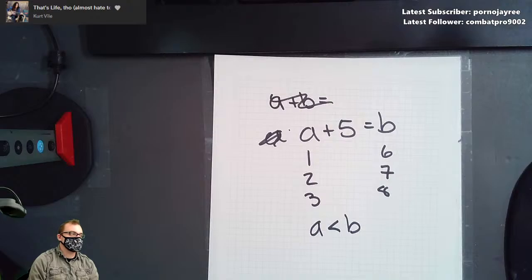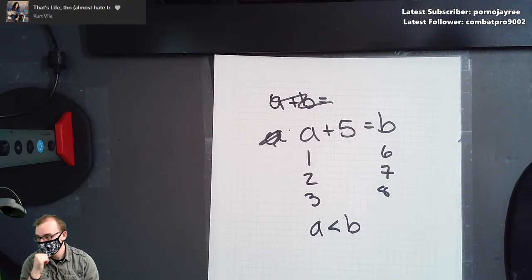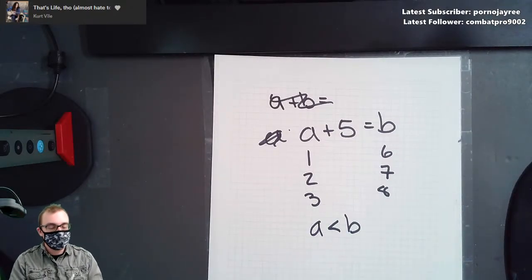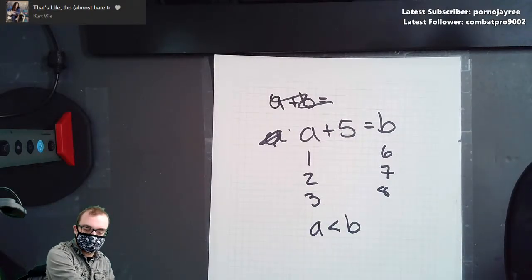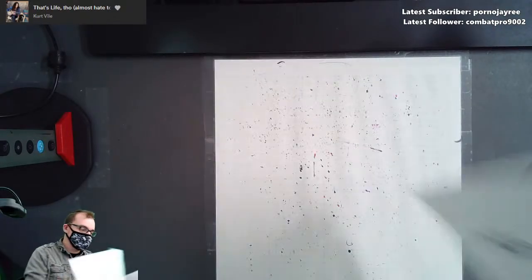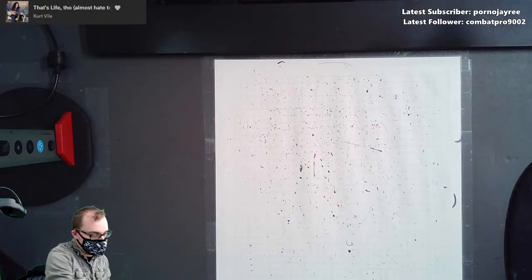Well, why is that useful? We're going to be talking about that in the next couple days. A is always smaller than B here. Question. How do we take this?